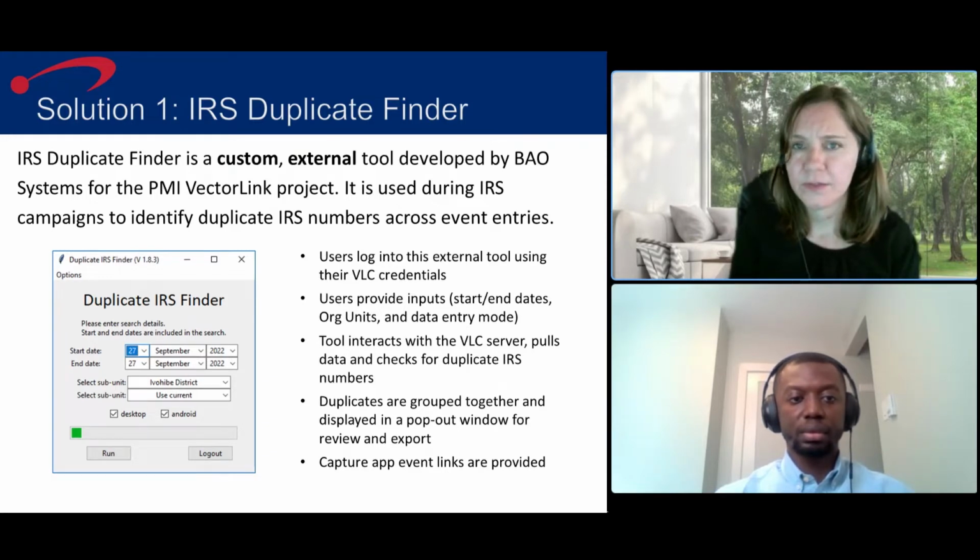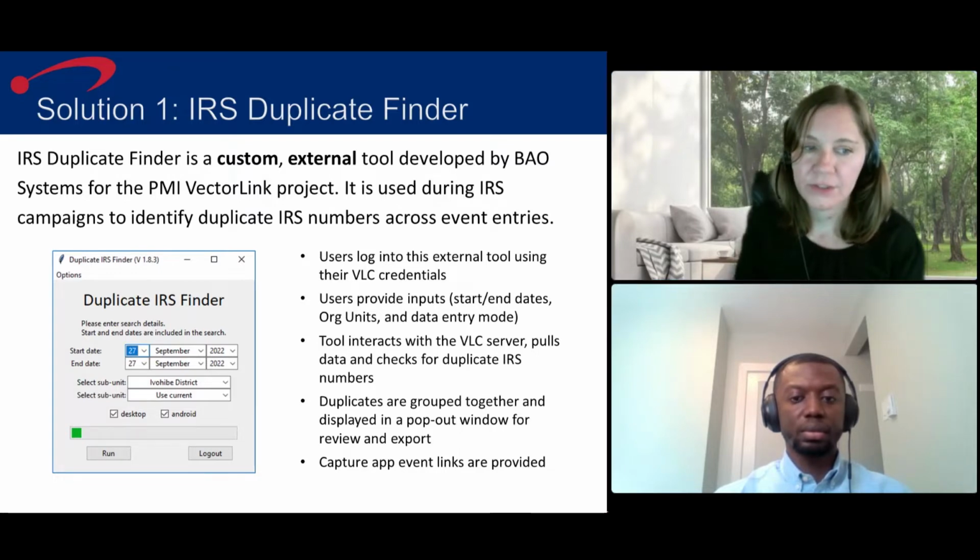The tool resides outside of DHIS2, and users log into the application using their VLC credentials. Once logged in, users will see the window that is shown on the left. They can enter relevant dates, organization units, and modes of data entry. And when run, the tool interacts with the VLC server, pulling 5,000 events at a time, and evaluates each IRS number to see if that number exists in other events. And if it does, it checks if that event is within the parameters set by the users. And then if the criteria are met, the events are grouped together and displayed in a pop-out window, where a list of events can be exported or opened in the DHIS2 Capture app.